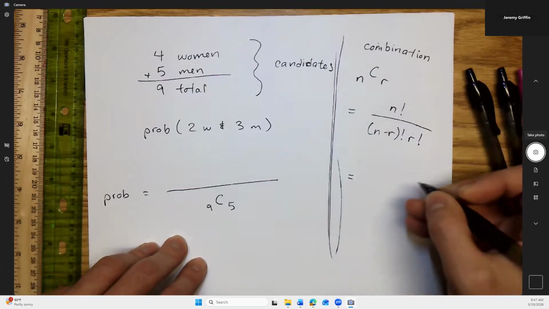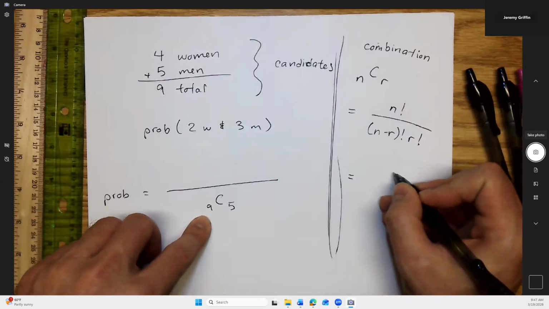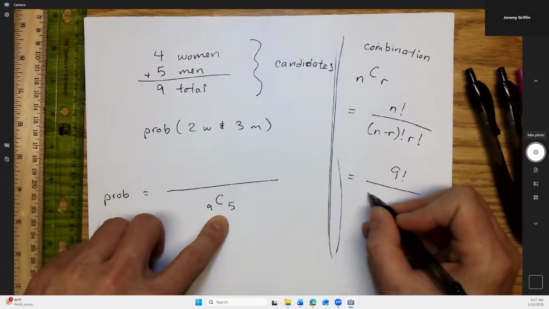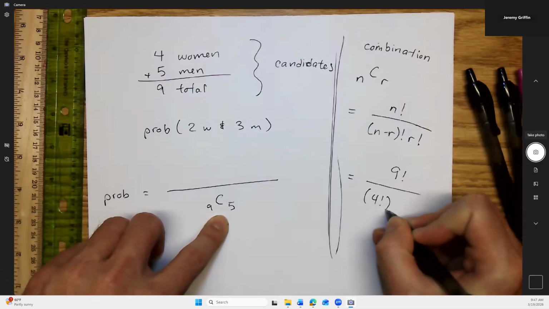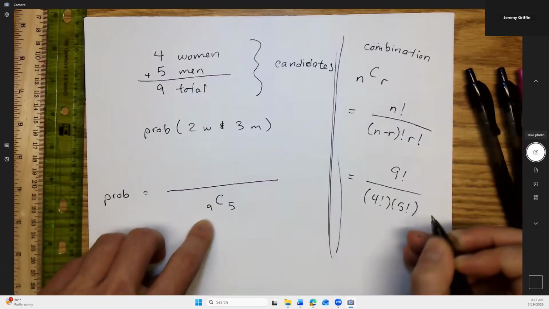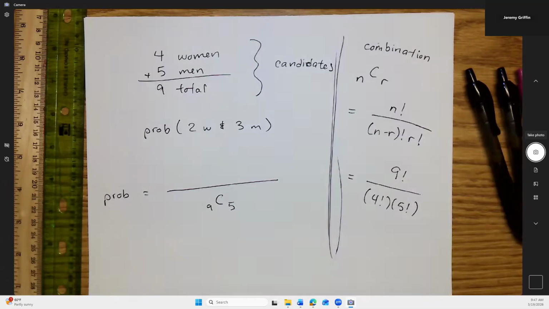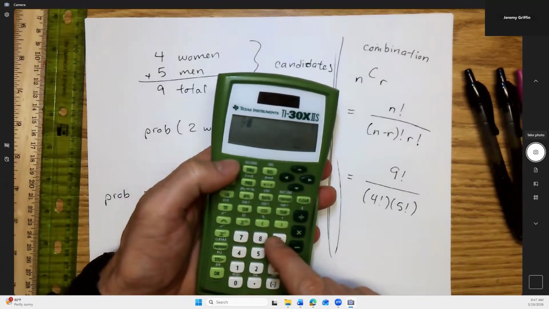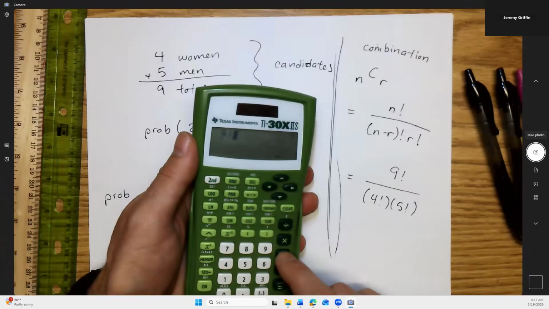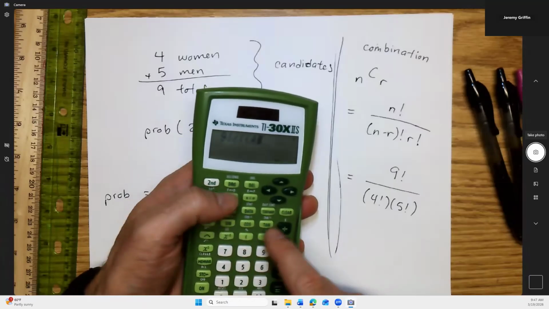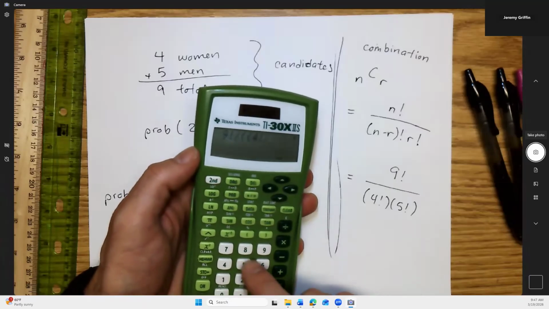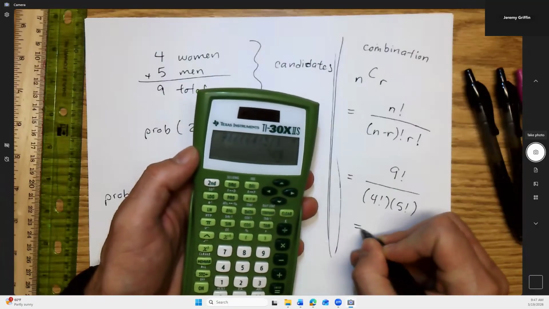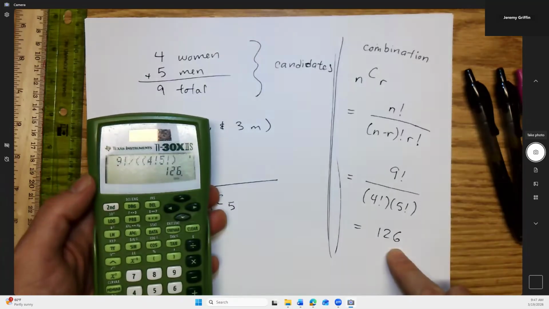Just to show you what that number is, in this case it would be 9 factorial over, what's 9 minus 5? 4. So 4 factorial and then 5 factorial. How many different ways could you choose among these 9 candidates? 9 factorial divided by 4 factorial times 5 factorial. That looks like 126. There are 126 different ways to choose.